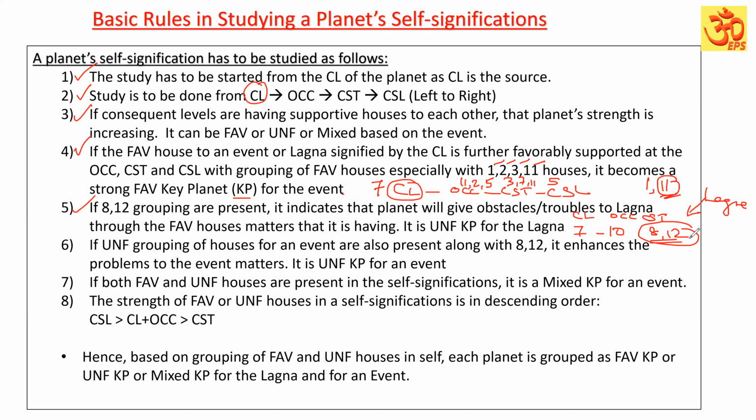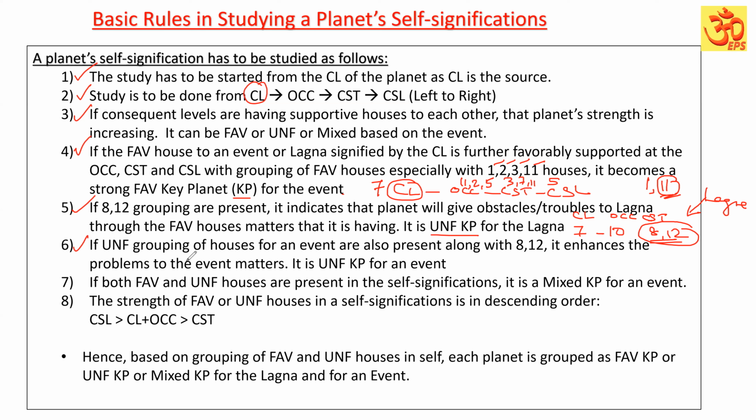So it means what? The planets which are having 8 and 12 grouping are all unfavorable key planets for the Lagna. Depending on the grouping of favorable houses, the intensity of the unfavorable key planet will be there. I hope you would have understood.